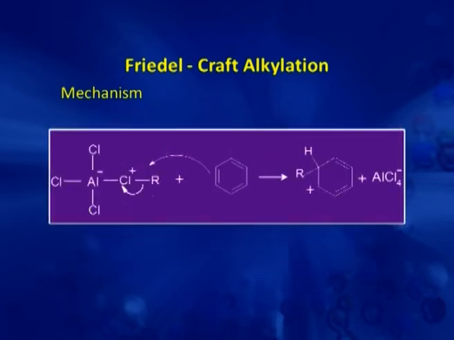Now, in certain cases it is possible that there is no free generation of the carbocation. So, this charge complex can be directly attacked by the benzene ring. So, the benzene ring takes this R group from this complex and we get the intermediate carbocation. This reaction we will discuss later on also, when we discuss the alkyl benzenes.